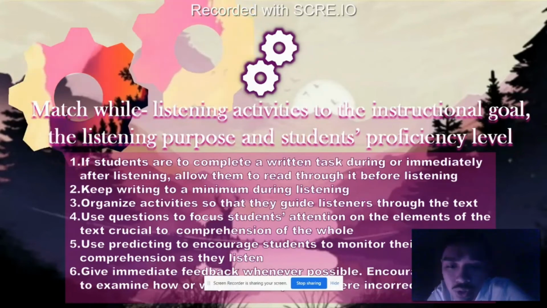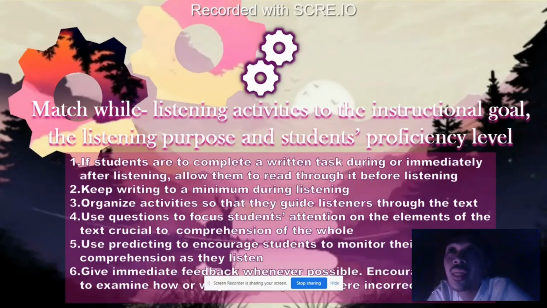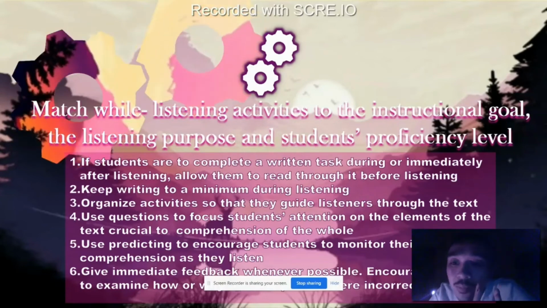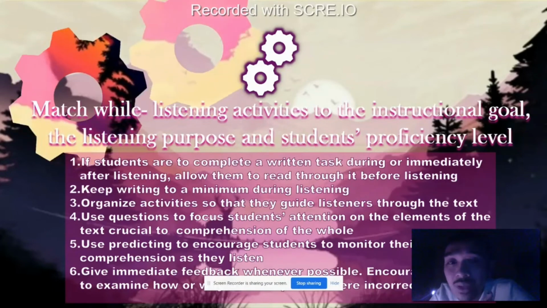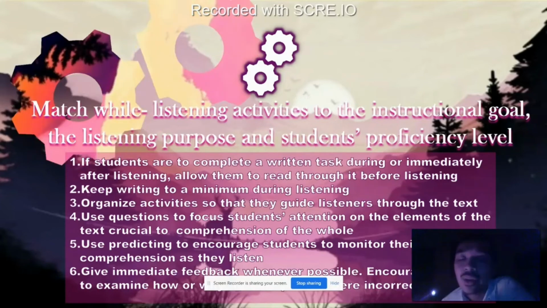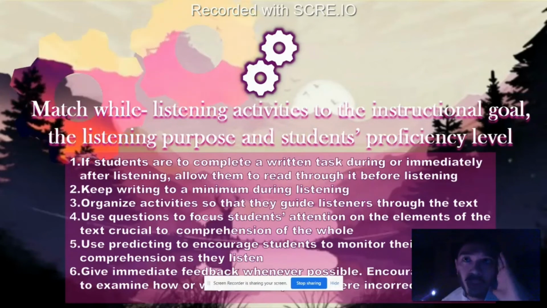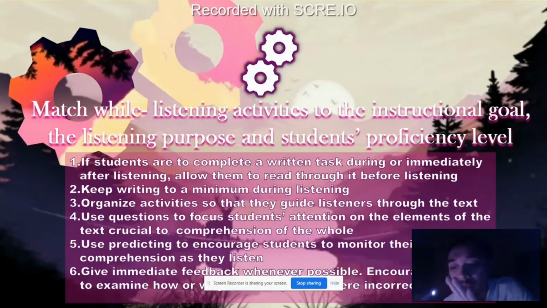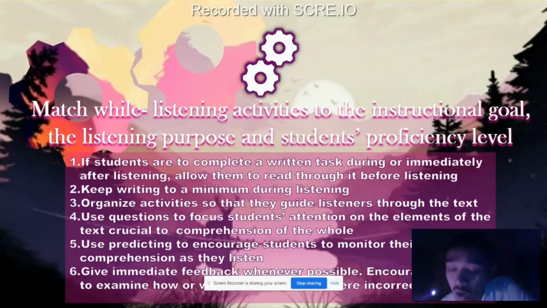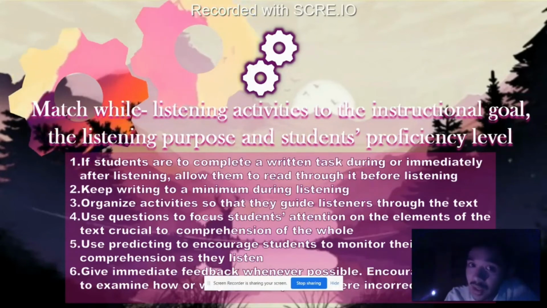Number four, use questions to focus students' attention on the elements of the text crucial to the comprehension of the whole. This is like when you are starting a module and there are guide questions. They are used to form an idea of what we can expect with this learning material, and what we can think about during the listening activity. While listening, we can say, oh, so that's why they asked that question. That's why this thing popped up beforehand, so that we can use it in the end, or in the middle.